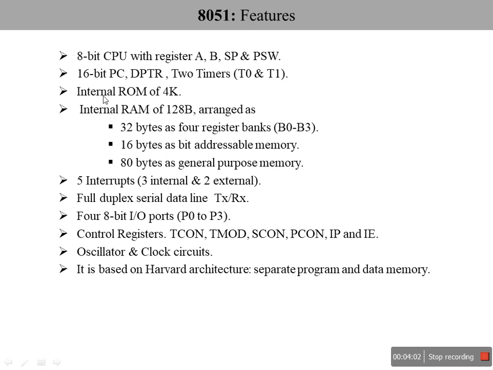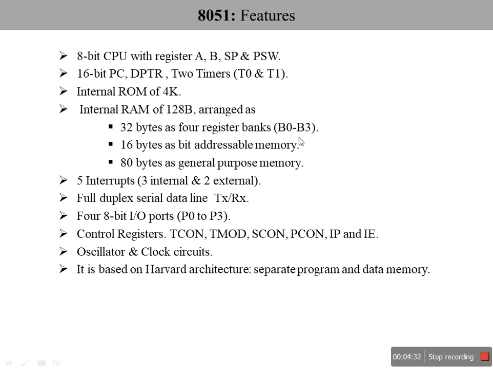a single 8051 IC. In addition to this permanent storage, we have temporary storage also, an internal RAM of 128 bytes. On the same IC we have this temporary storage, the random access memory, of 128 bytes. This 128 bytes is arranged as banks. There are 4 register banks. Around 32 bytes is dedicated to and named as the 4 register banks.